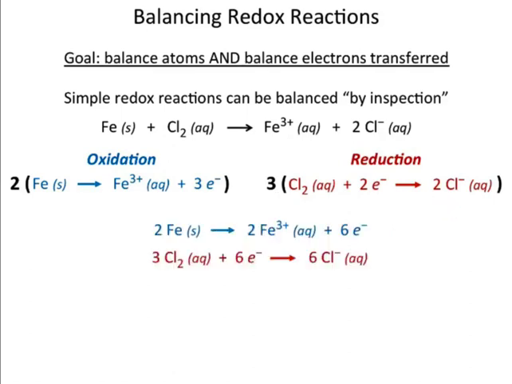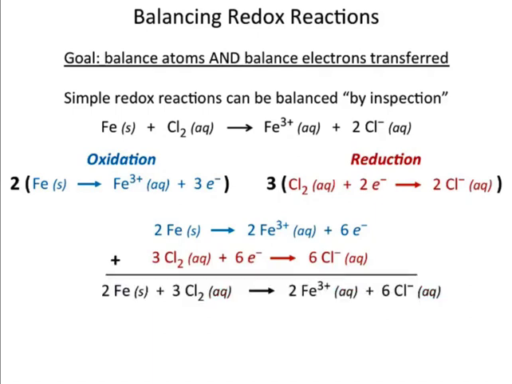Now, once we've done that, we can then add these together. So here's what they look like after multiplication. And we can add them together and then cancel the electrons, because it's the same on both sides, as it should be. And then, ta-da, here is our balanced redox reaction. So this looks different than what we started with, but now it's balanced with respect to both atoms and charge.